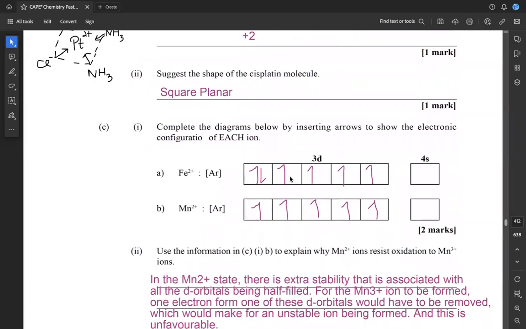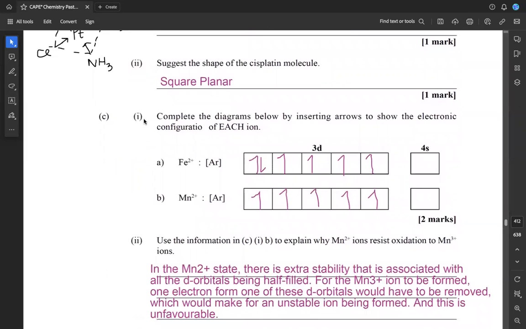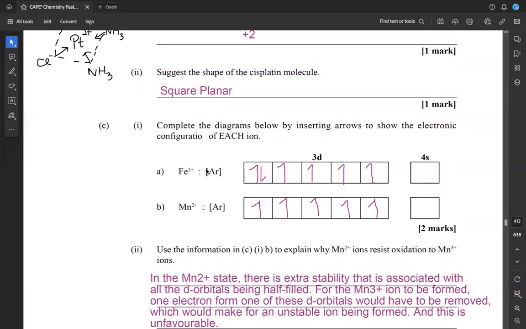All right, so now we're at part C, and we're looking at part I. It says to complete the diagrams below by inserting arrows to show the electronic configuration of each ion. So first one is Fe2+. So it's iron that has lost 2 electrons, and those 2 electrons were lost from the 4s, right? So that's how we ended up with this for our electronic structure of the Fe2+ ion, where iron has lost 2 electrons.